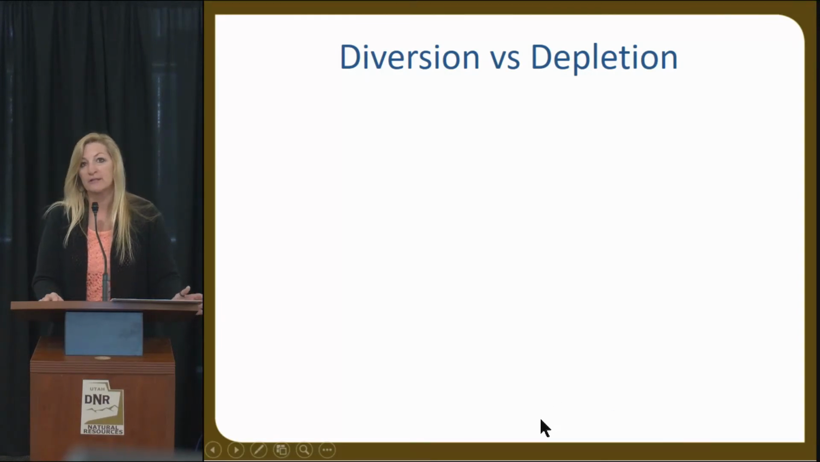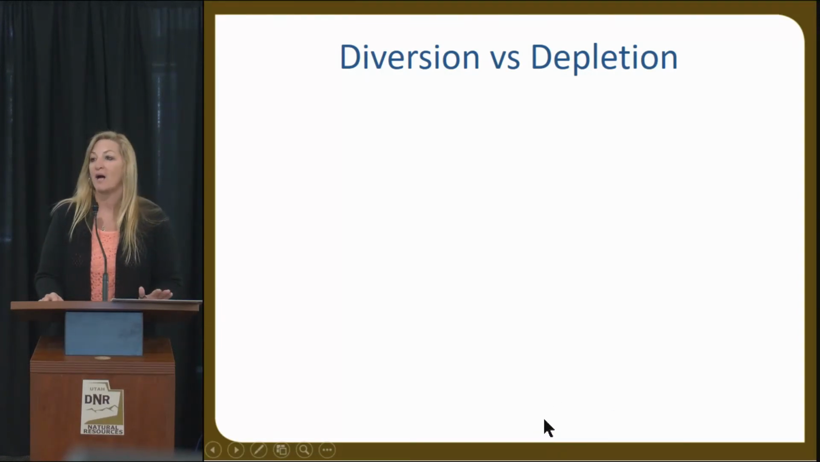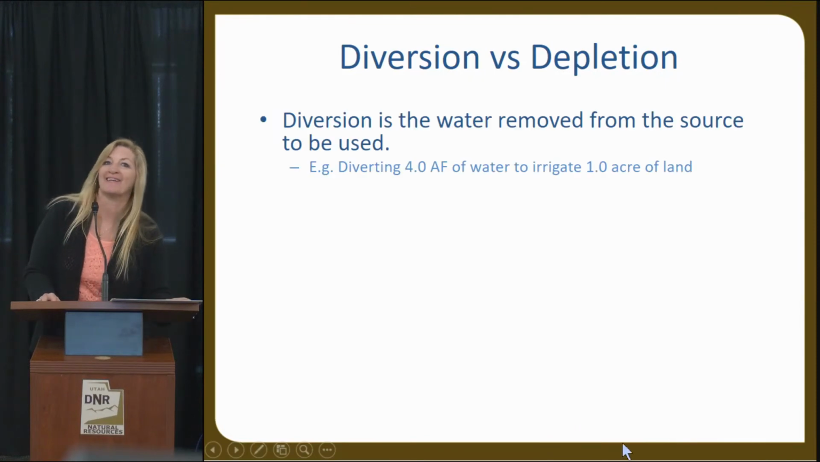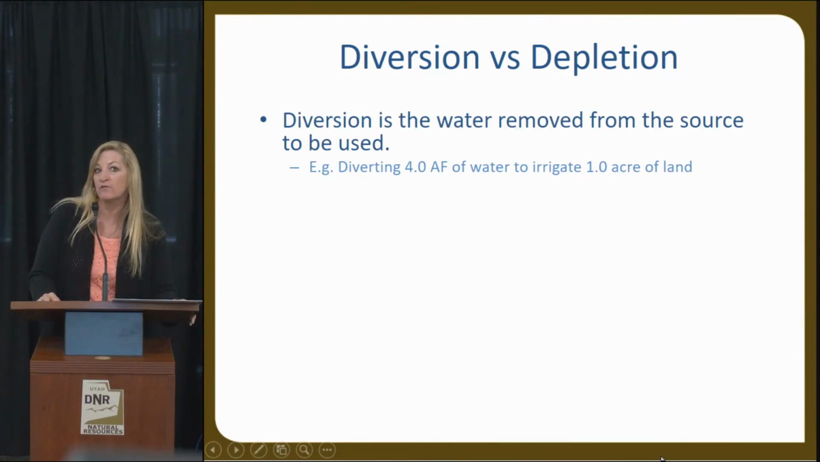Okay, diversion depletion. I hate this one. Okay, diversion is the amount of water that is removed from the source to be used. Okay, it's usually an acre-foot amount. In an irrigation duty of 4 acre-feet per acre, if you want to irrigate 1 acre of land, your diversion amount is the 4 acre-feet.